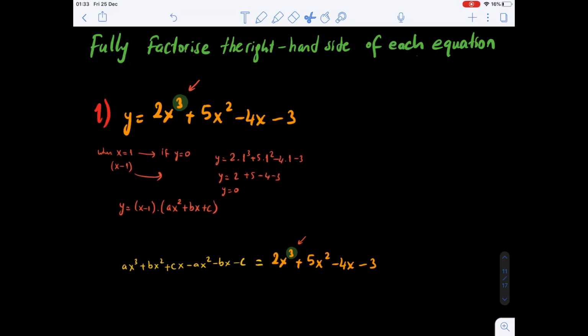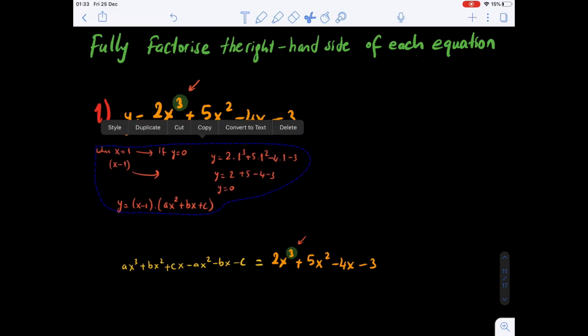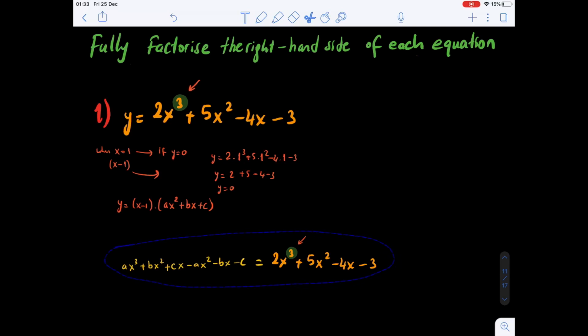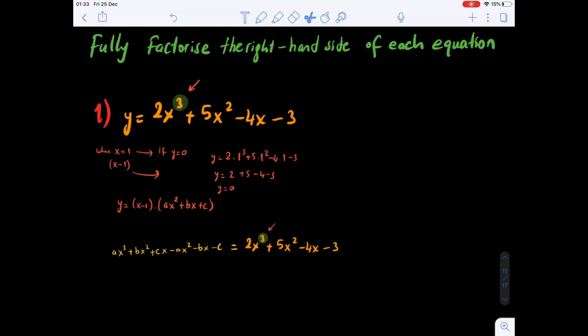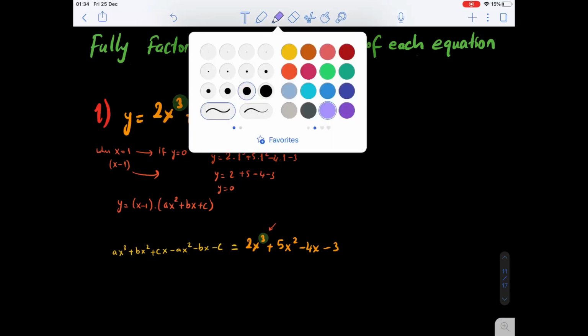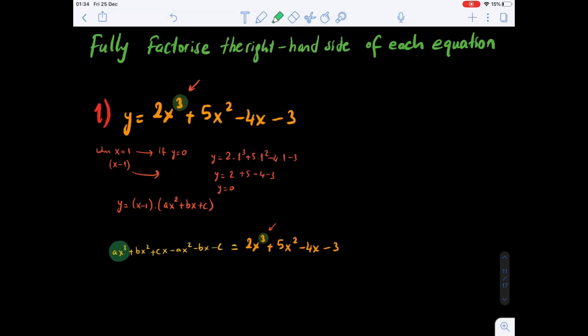So this was the first step. This is the second step. I'm matching the like terms. Look at that, guys. We have ax cubed here, and we have 2x cubed there. So ax cubed equals 2x cubed. So a equals 2. We found a.